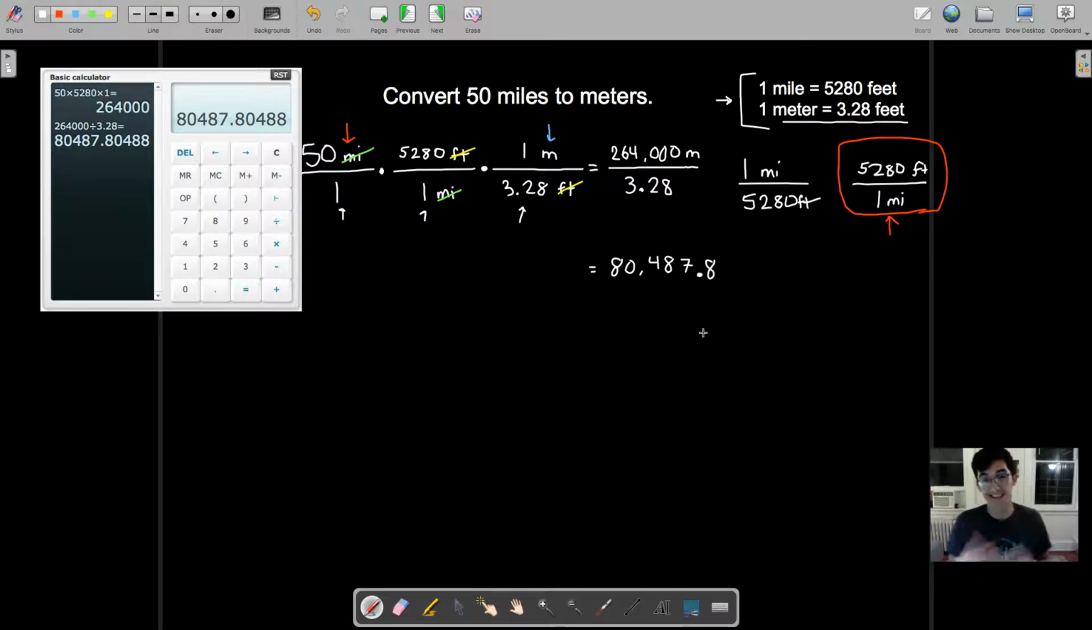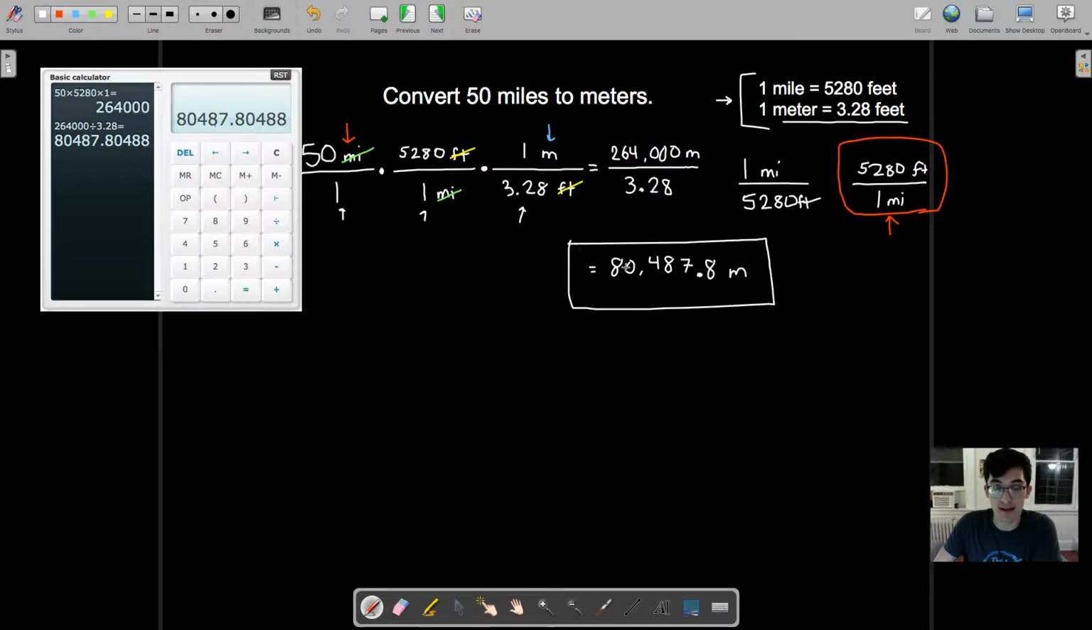In my classes, I really don't care about rounding. You can round to 1 or 2 decimal points, whatever. I'll be able to figure out if you round it or not. So it's a personal choice. And then we have to include our unit, which is the meter. So finally, we see that 50 miles is 80,487.8 meters. And that's our final answer.